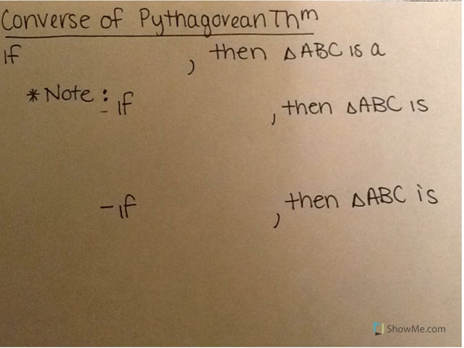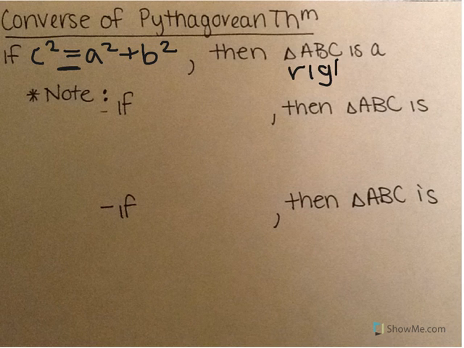So as I was saying, the converse of the Pythagorean theorem says that if I have that c squared does equal a squared plus b squared, so in this case they're going to give you some side lengths and you have to plug them in to see if this holds. If they do in fact equal each other, then what you know is that triangle ABC is a right triangle.